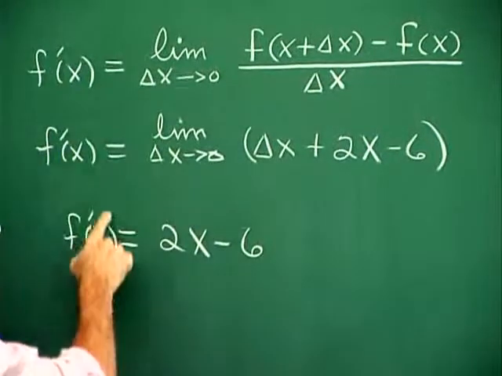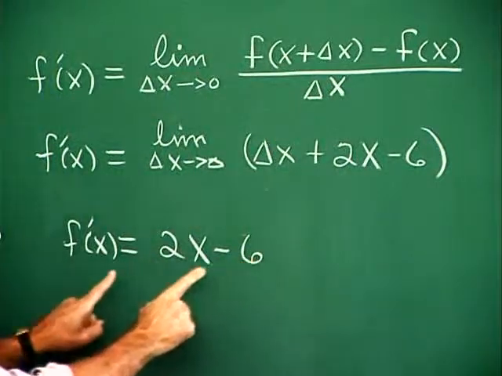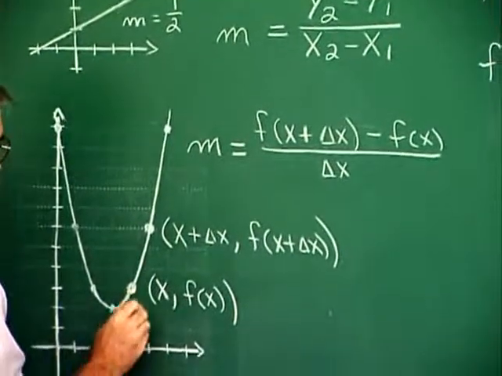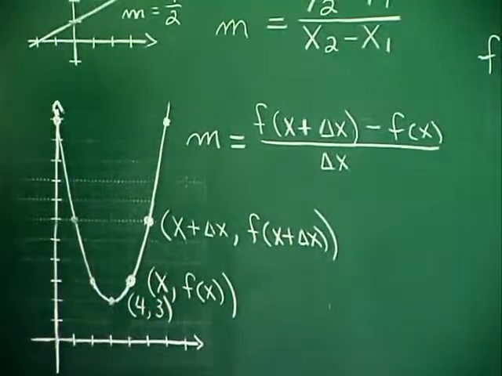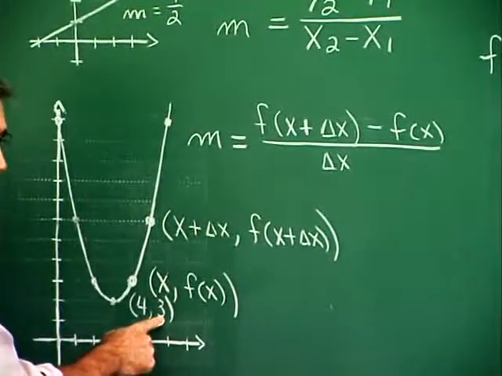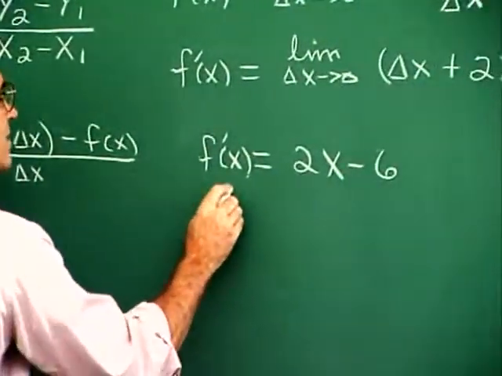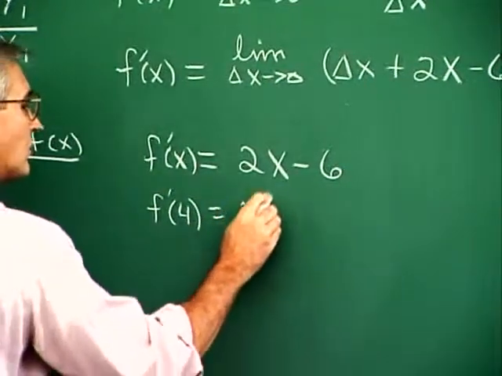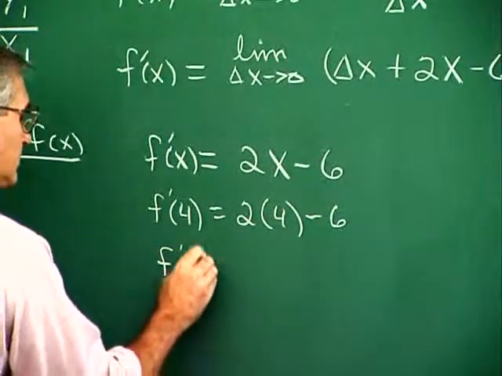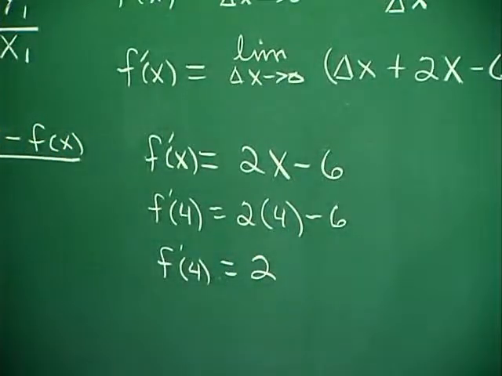And when we find the derivative function, we have a way of finding the slope of the tangent line at any point. Let's find the slope of the tangent line at the point that we were talking about before. This is the point 4, 3. And let's see what the slope of the tangent line at that point really is. Well, the x component is 4. We're really not concerned about the y component. It's the x component of 4, so let's put it in over here. So f prime of 4 means 2 times 4 minus 6. So 8 minus 6, 2. So the slope of the tangent line at that point is exactly 2.